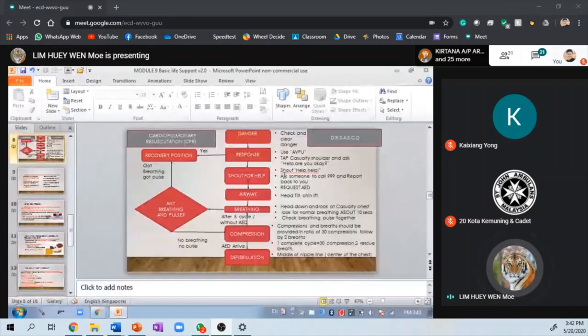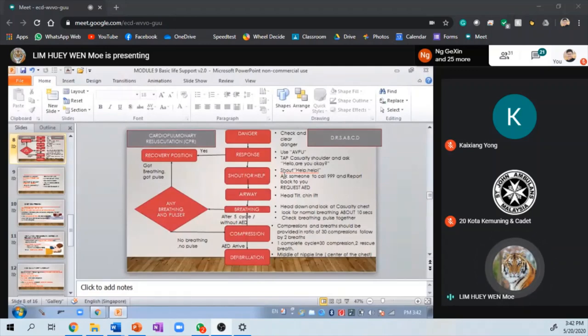So after you shout for help, you check the airway. You open the airway by using head tilt chin lift. You ask the examiner, is there any obstruction? If there is any obstruction in the airway, you use your little pinky to remove the obstruction, such as a fishbone. If you cannot, just leave it.